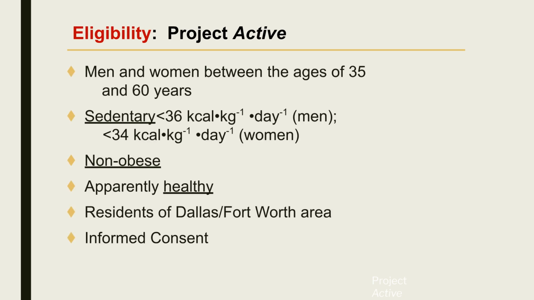Eligibility criteria for Project Active included men and women aged 35 to 60 years. Participants had to be sedentary, non-obese, living in the Dallas-Fort Worth area, and apparently healthy. Apparently healthy was defined using several screening criteria to exclude individuals with potential health risks. This example shows that RCTs often have strict inclusion and exclusion criteria, which increases the complexity of recruitment.